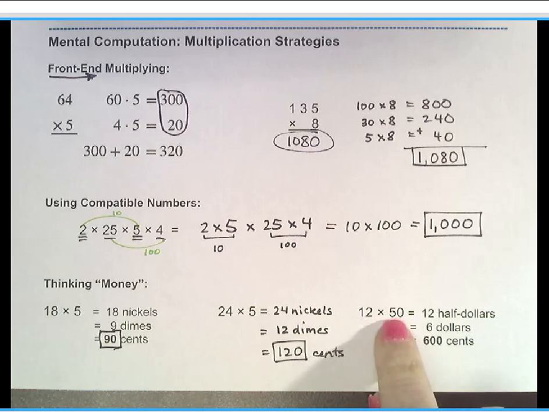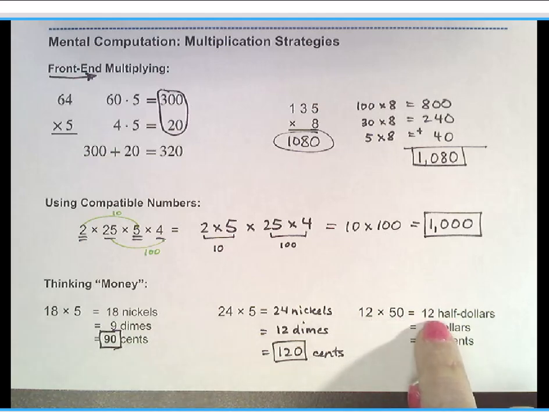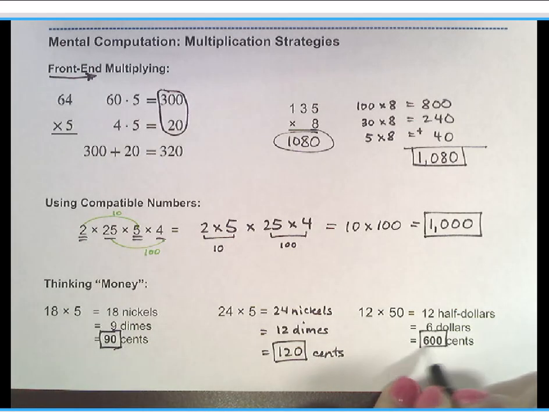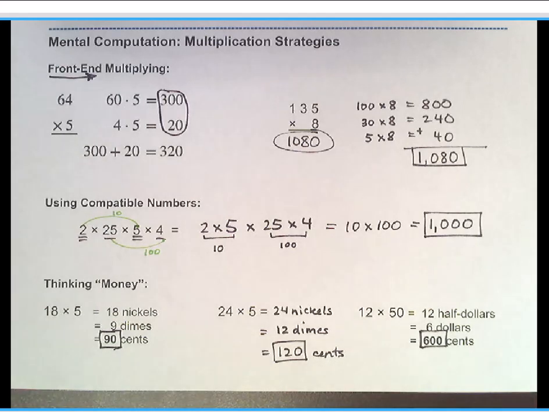12 times 50. Well, 50 cents, they do make half dollars. I don't know if you've ever seen one, but they do make them. They're pretty rare. But 12 half dollars would be the same as 6 whole dollars, right? If you have 12 half dollars, that's 6 regular dollars, which would be 600 cents. So without having to do any math in my head and just thinking about money, 12 times 50 would be 600. So that's some mental strategies if you think they might be helpful.